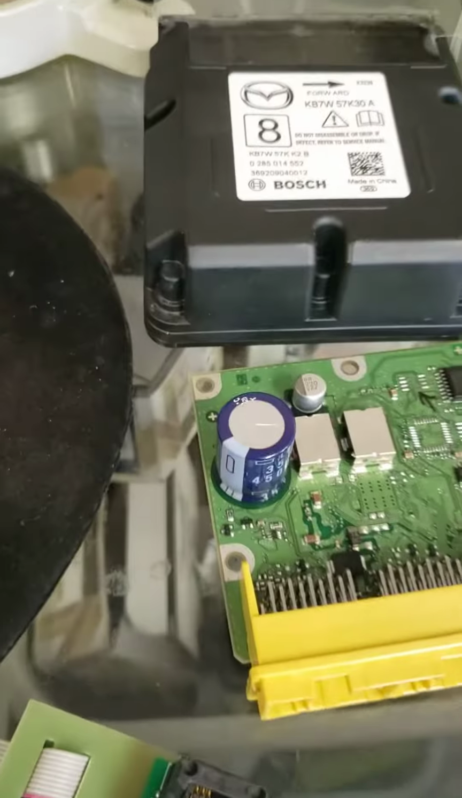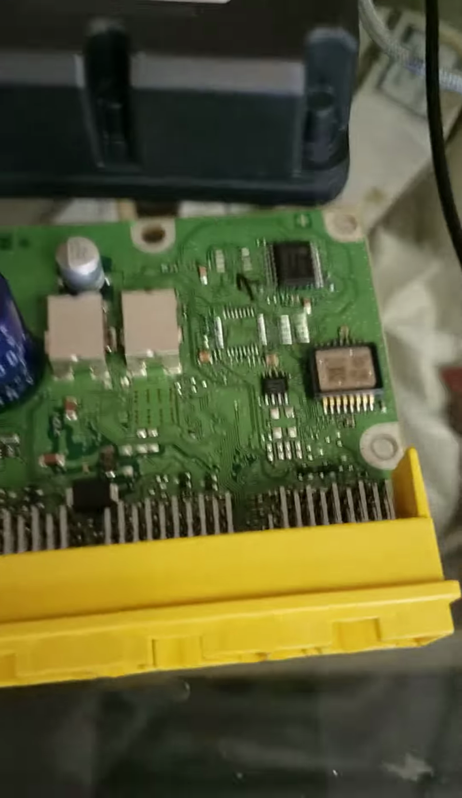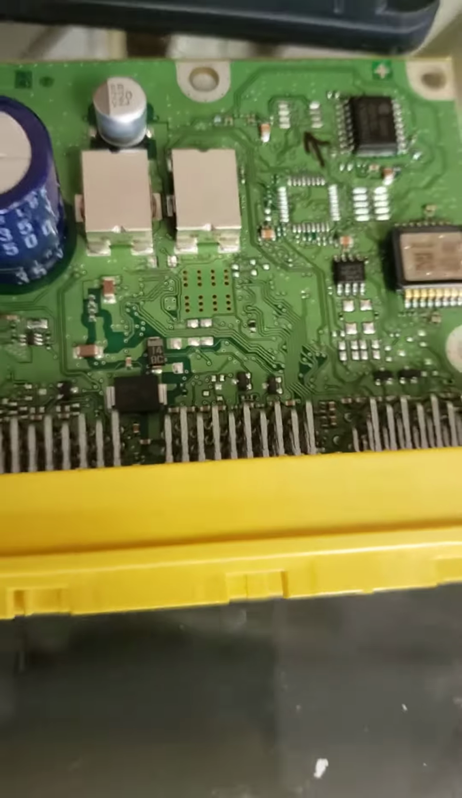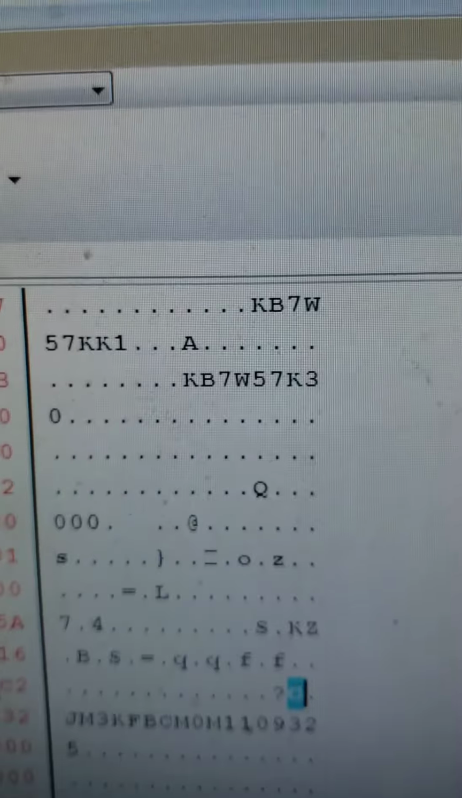I'm going to do another airbag module reset for a 2019 CX5, and it takes one H128 or 95128 chip, and this is the module number right here, Bosch. You cannot do that on bench. Here is a VIN number and here is the module number.